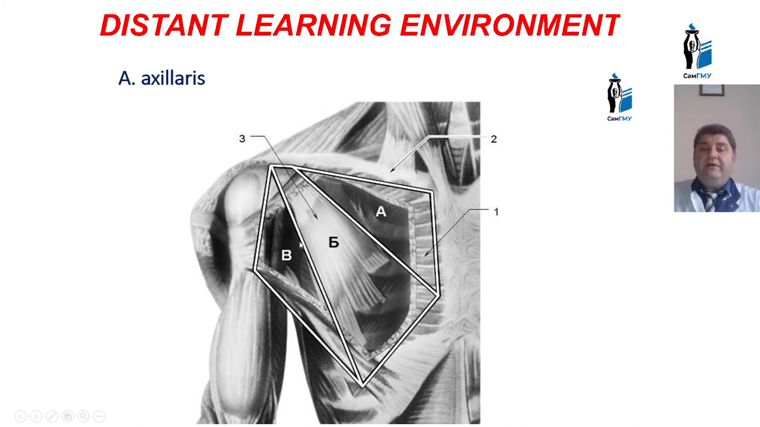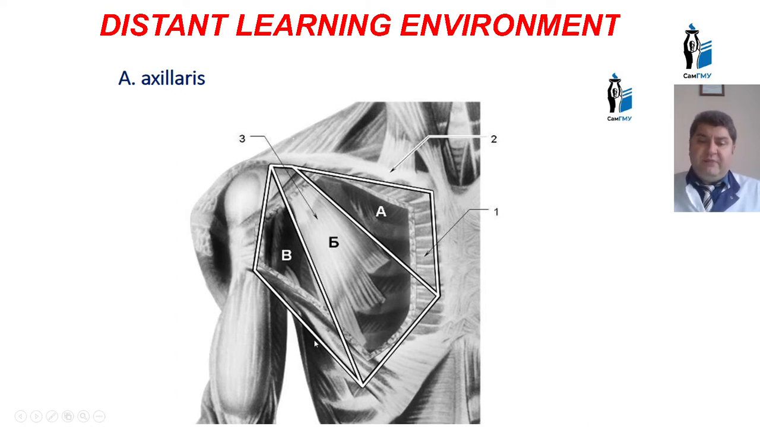Next triangle is formed by the borders of pectoral minor muscle, and you may see these borders here. And triangle number 3, Russian letter V or English letter B, also has 3 borders. Middle border is the lateral edge of minor pectoral muscle.